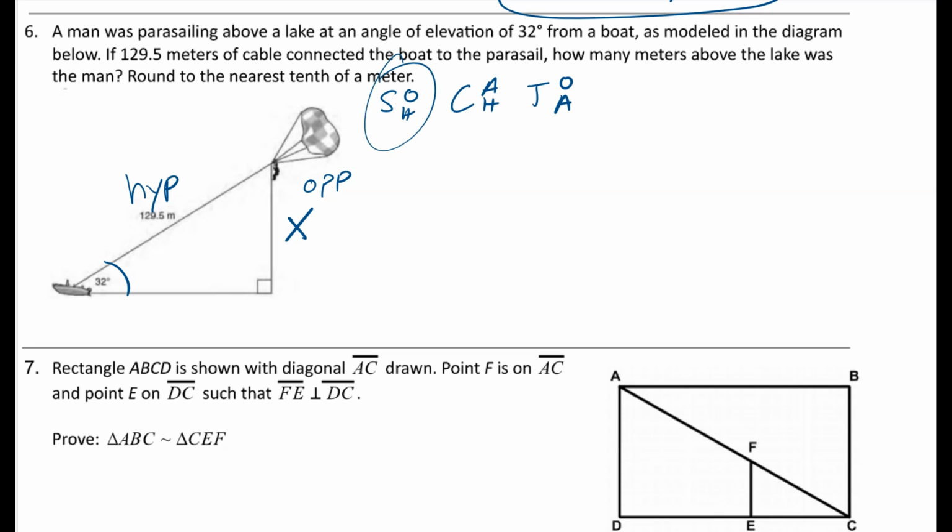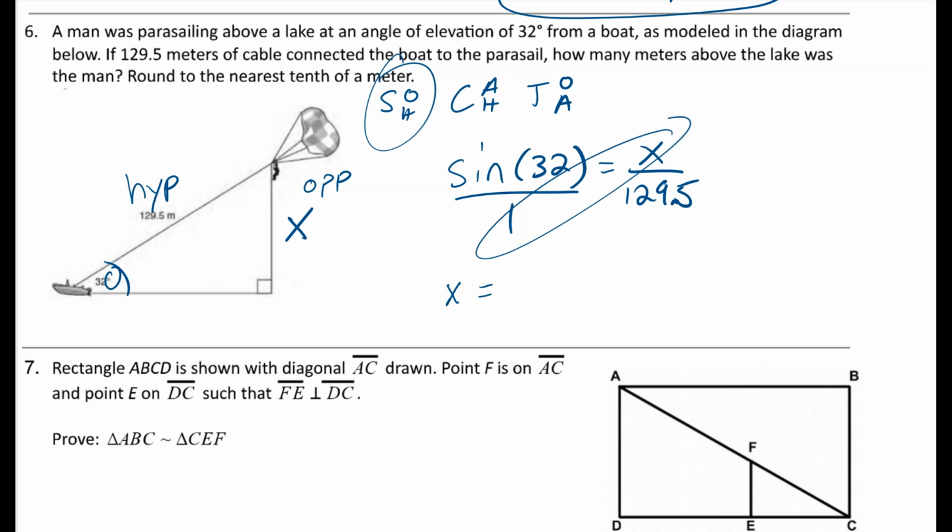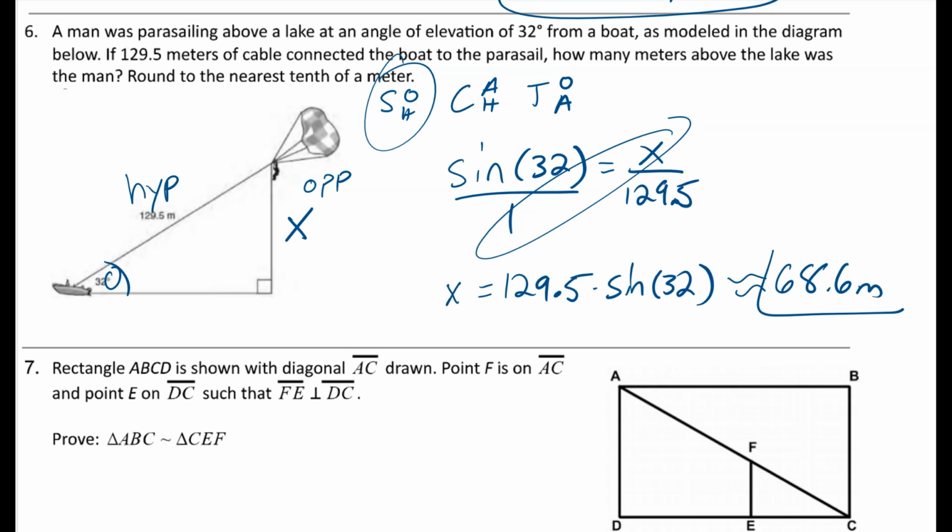The ratio that relates opposite to hypotenuse is going to be my sine ratio. So I'm going to take sine of my angle 32 degrees, that's the angle I'm looking at, equals my opposite side, which I'm looking for, that's x, divided by 129.5. Again, remember your calculator needs to be in degree mode anytime you're doing trig. So this is just a proportion. Makes it more obvious how to solve it if I put sine of 32 over 1. So I'm going to cross multiply. x times 1 is just x. And when I multiply 129.5 times sine of 32 in my calculator, it says to the nearest tenth of a meter. You could type it in just like this. Should get about 68.6 meters. So the tenth is just one decimal place.